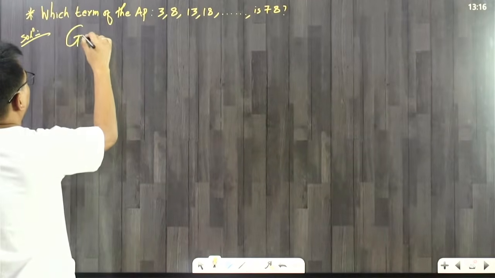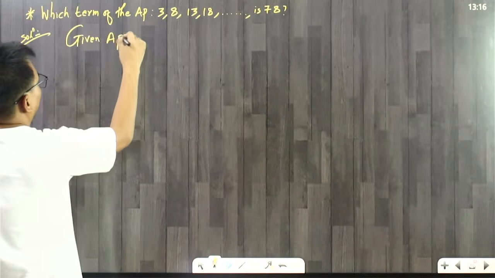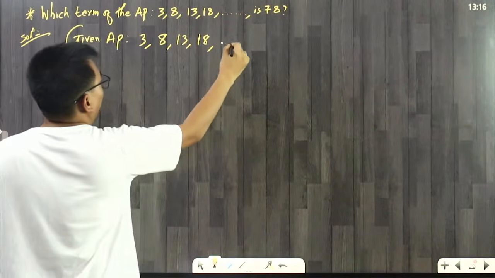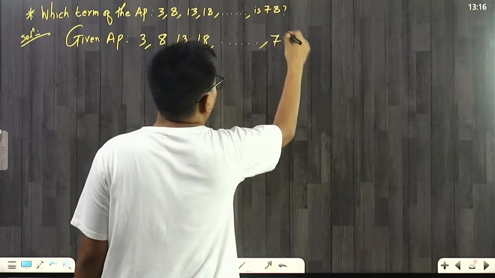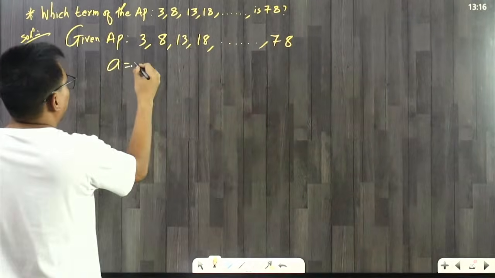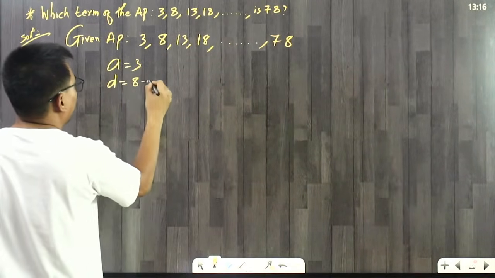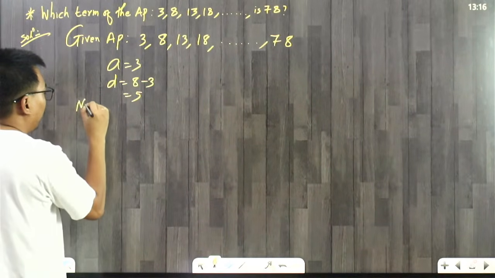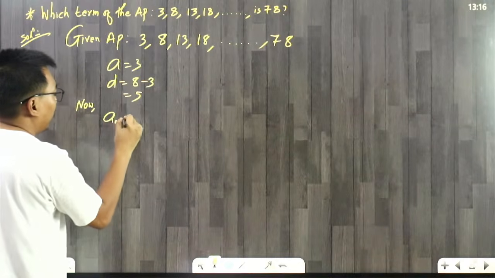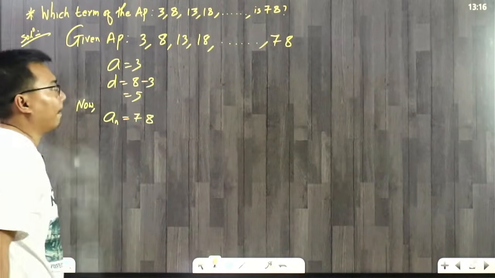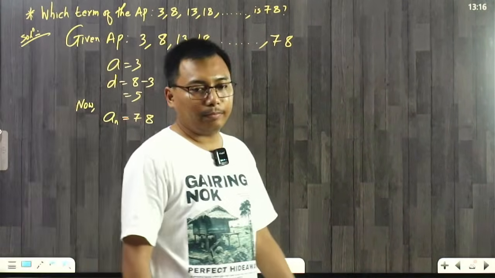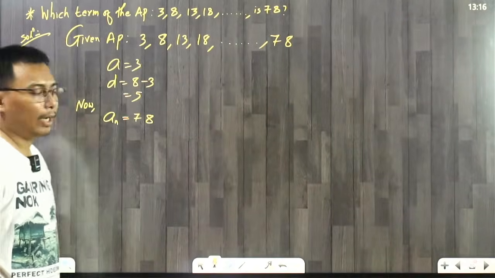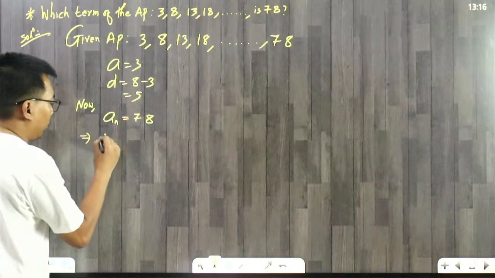So first of all, let's write what's our AP: 3, 8, 13, 18, up to 78. A is 3 here. D will be 8 minus 3, which is 5. Now, what's given? AN is given as 78. Remember, what do we need to find here? Which number term is 78.